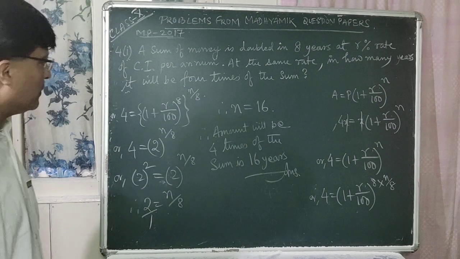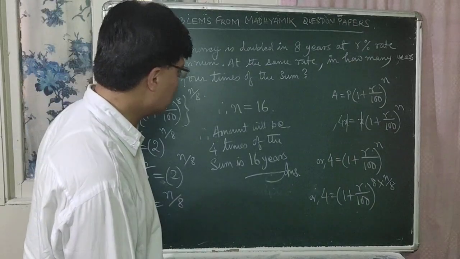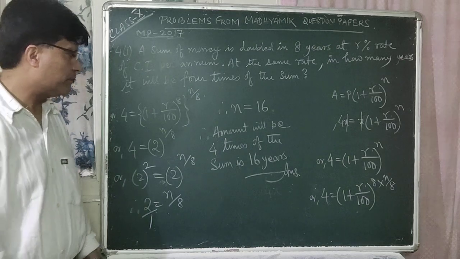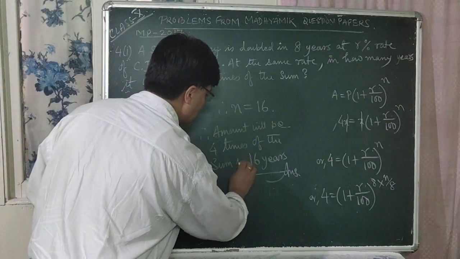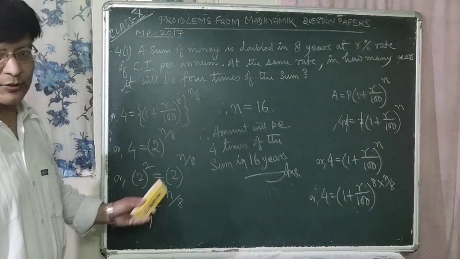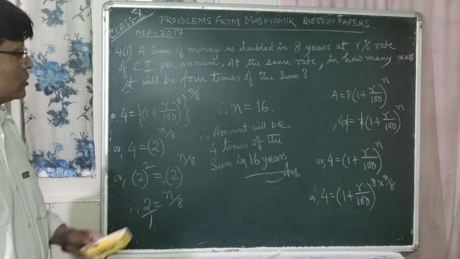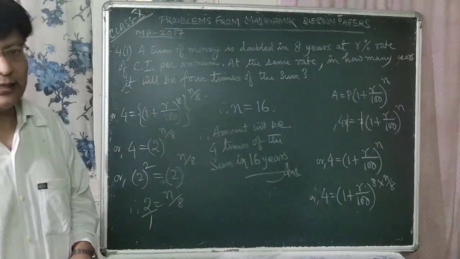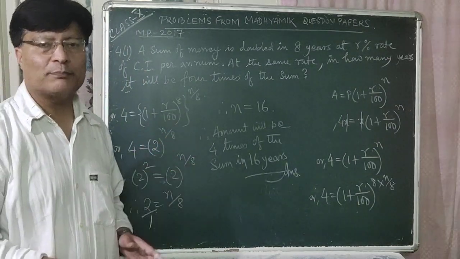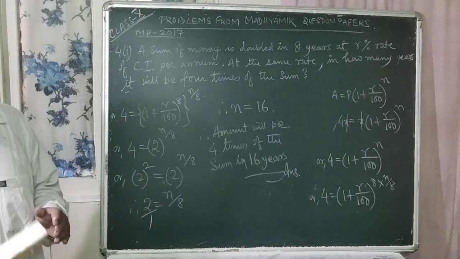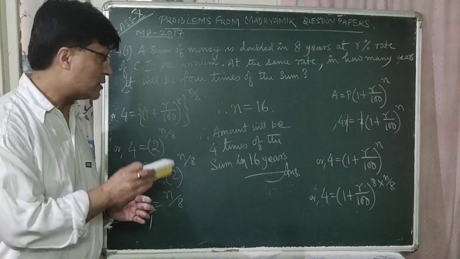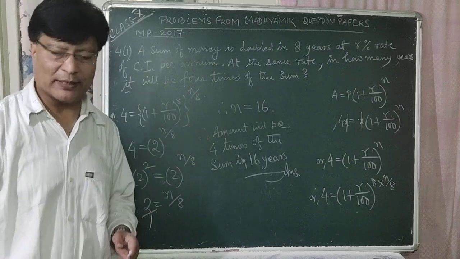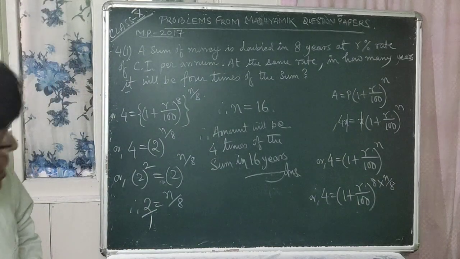That is, the amount will be 4 times of the sum in how many years? 16 years. So this is the answer. So amount will be 4 times of the sum in how many years? 16 years. The 16 वर्ष पछाडि चाहिँ कुनै एउटा अमाउन्ट चाहिँ प्रिन्सिपलको कति गुना हुन्छ? 4 गुना हुन्छ. So 16 years is the answer. Okay? So we'll do the next question now.